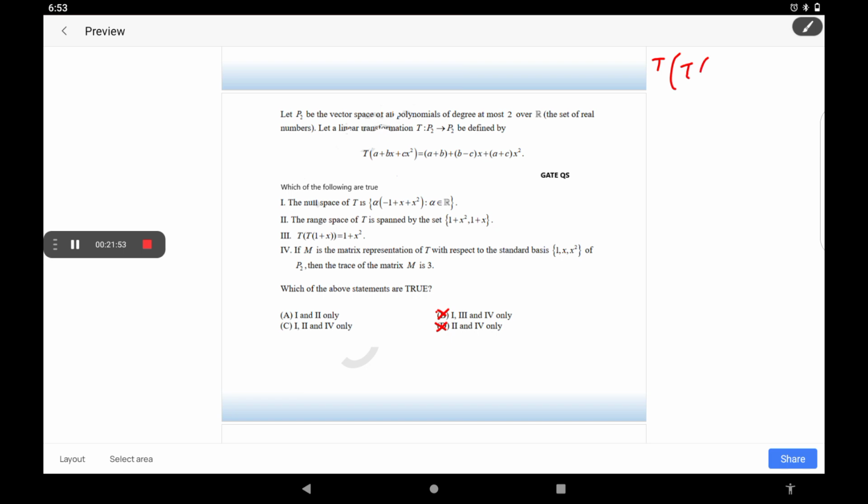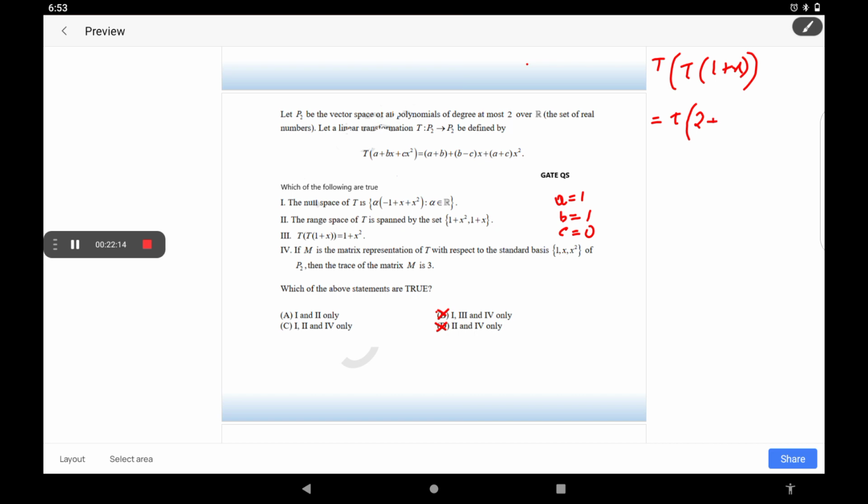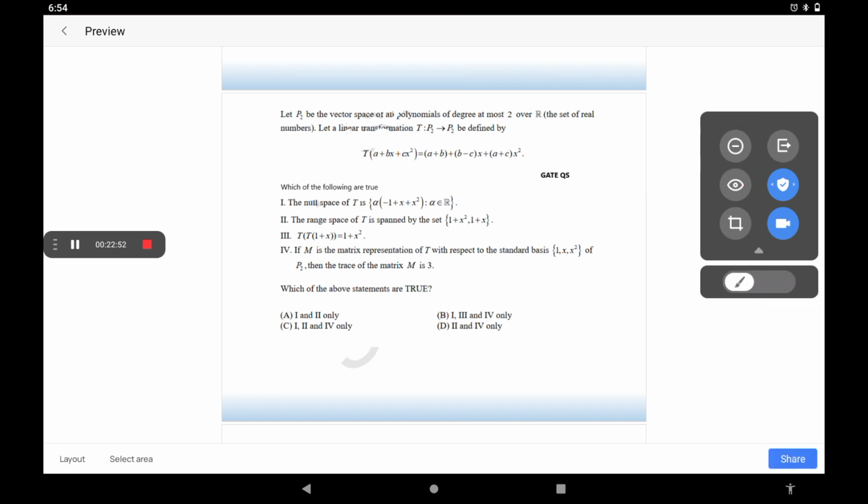T of T, the composition mapping, equals T. Now T of 1 plus x means your A equals 1, B equals 1, C equals 0. So 2 plus x plus x square. When this is coming, then your A equals 2, B equals 1, C equals 1. This is equal to A plus B, 3, plus B minus C, x, plus 3x square. So this is not coming as 1 plus x square. So option 3 is wrong. Now check option 4.